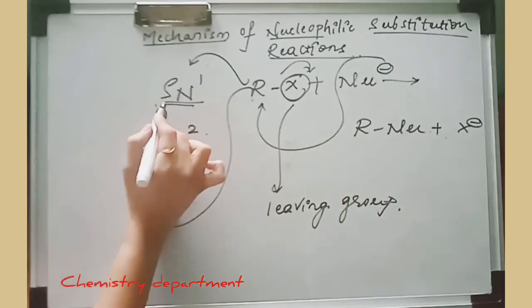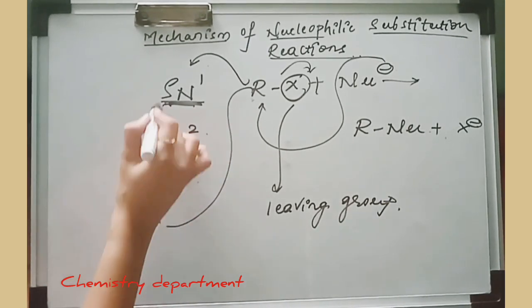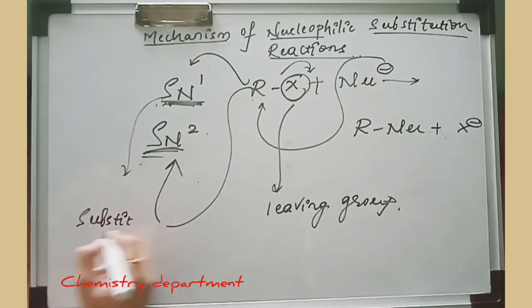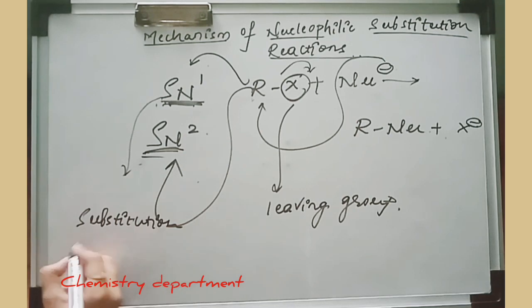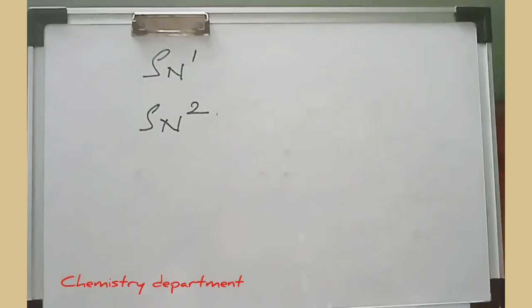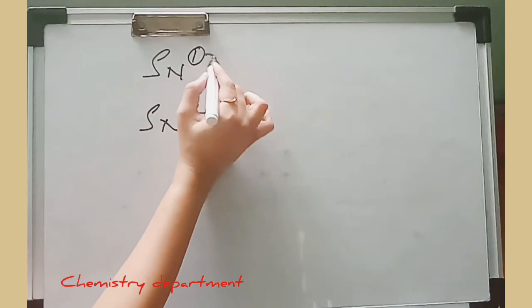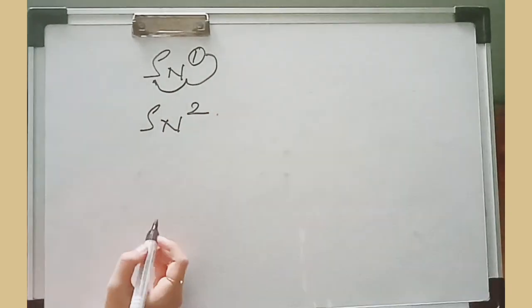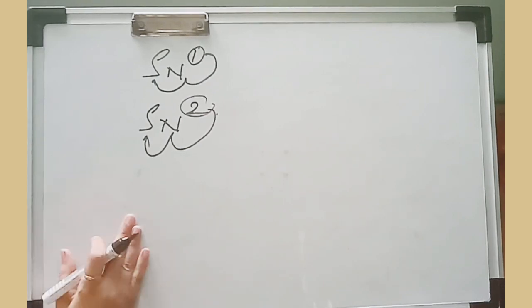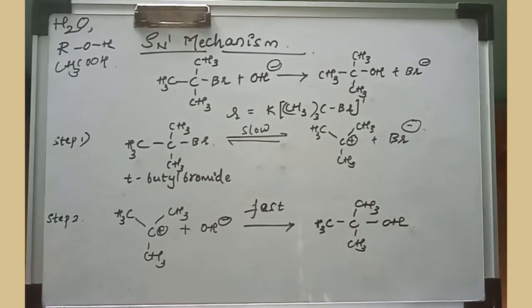What do SN1 and SN2 stand for? S stands for substitution and N stands for nucleophile. So SN1 and SN2 are nothing but the unimolecular nucleophilic substitution reaction and the bimolecular nucleophilic substitution reaction. Let us first learn the SN1 mechanism. So let us study the SN1 mechanism.